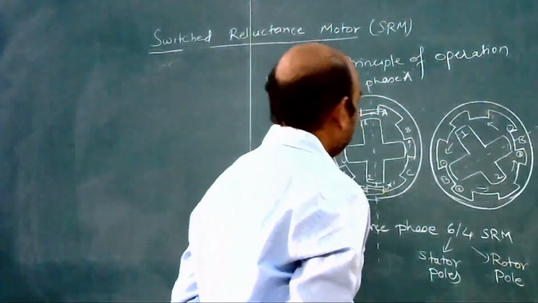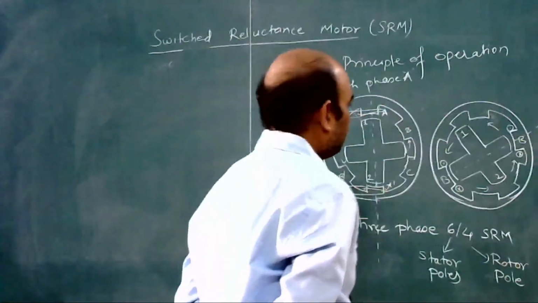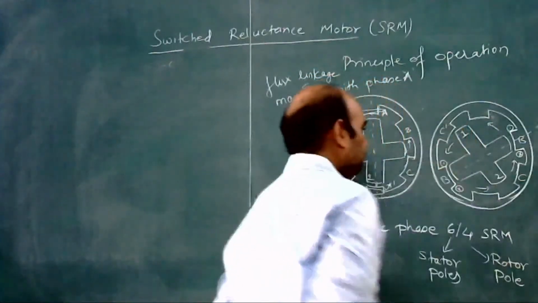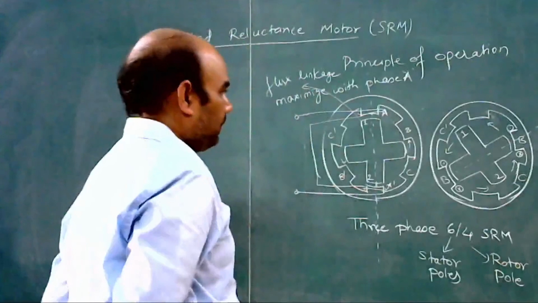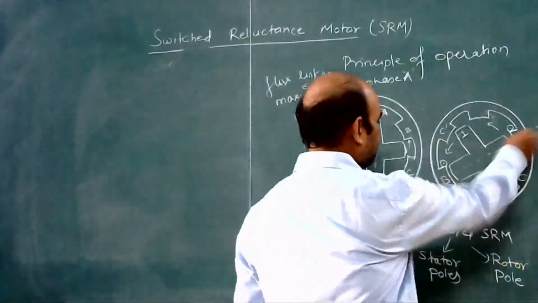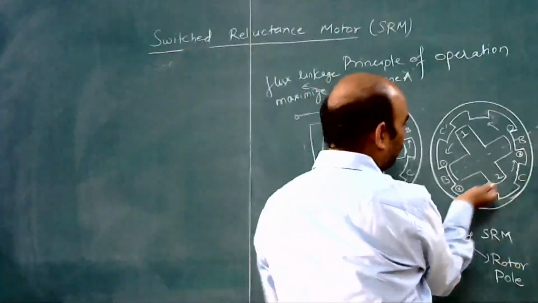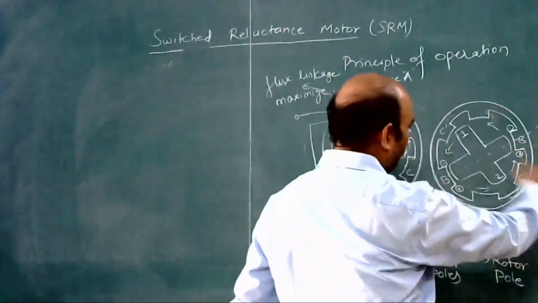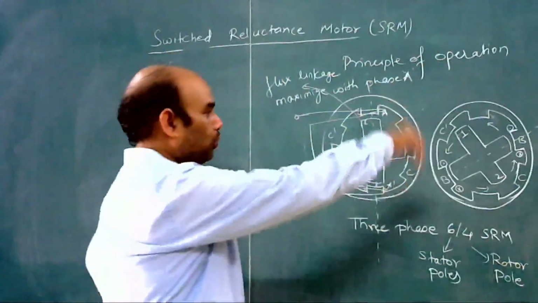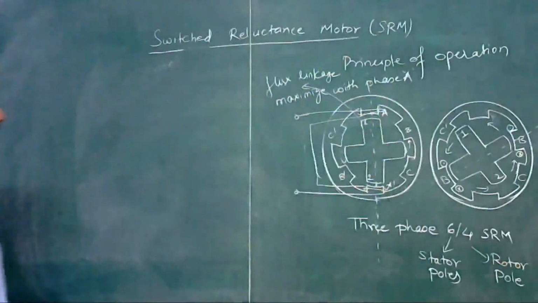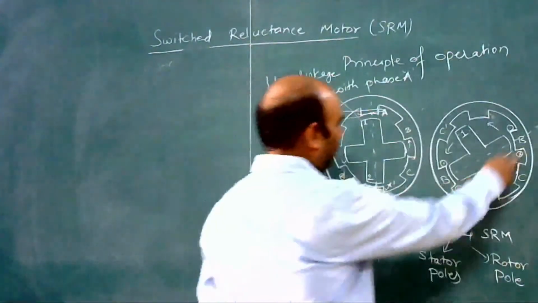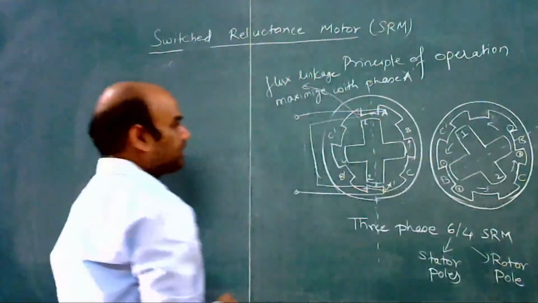Now, let's suppose this phase C is energized. Okay, so when phase C is energized and B is de-energized, the rotor will move along the axis of C. Okay, so in this way it will move in the counterclockwise direction.